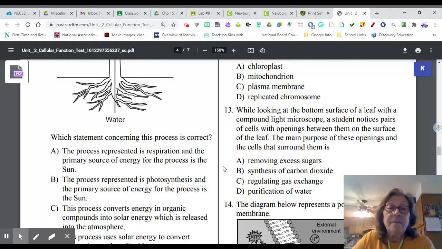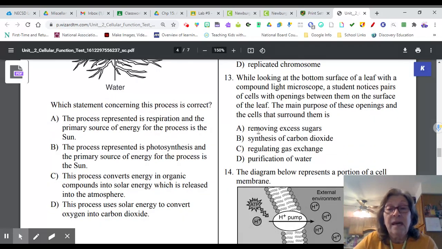Number 13. While looking at the bottom surface of a leaf with a compound light microscope, a student notices pairs of cells with openings between them on the surface of the leaf. The main purpose of these openings and the cells that surround them is A, removing excess sugars, B, synthesis of carbon dioxide, C, regulating gas exchange, D, purification of.